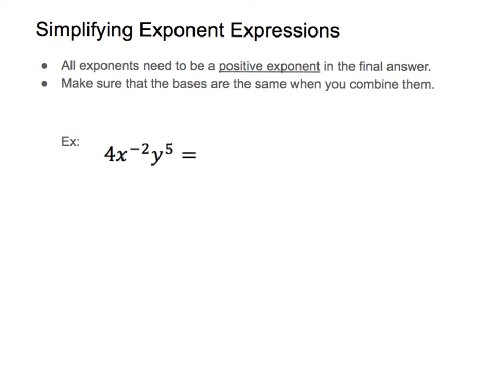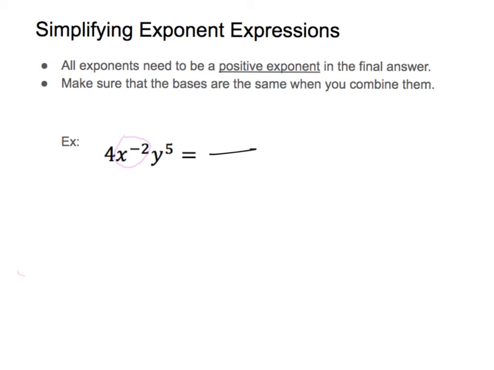So like in this case, when I'm looking at this one, you have a 4, an x, and a y. None of the bases are the same, so I can't combine. But I notice right away I have a negative exponent. This x here is to the negative 2 power. So what I have to do is force this one to be a positive exponent by making it into a fraction. So anytime I spot a negative exponent, that kind of cues me to make a fraction and throw anything that is a negative exponent in the denominator.